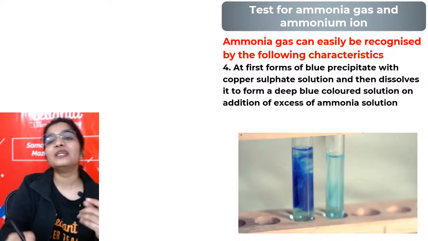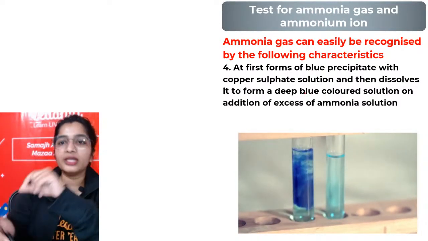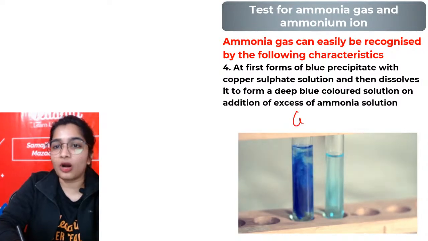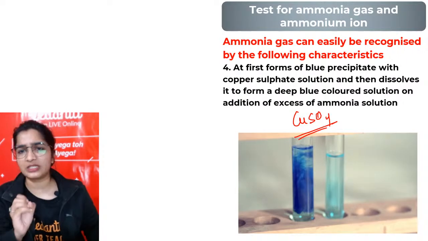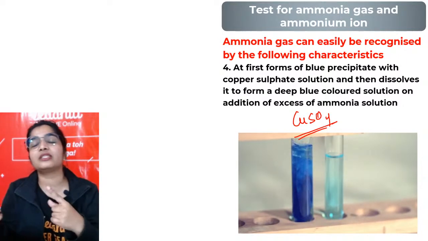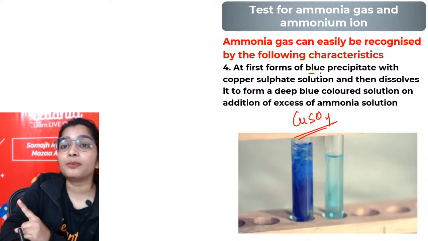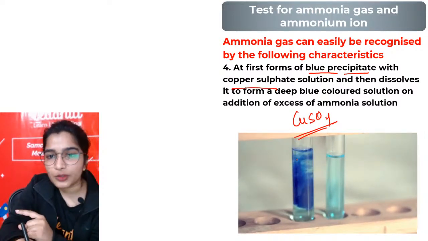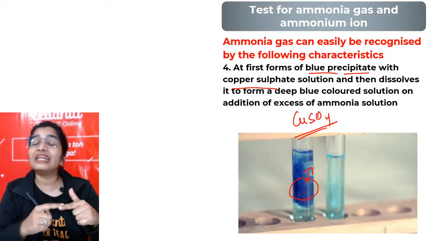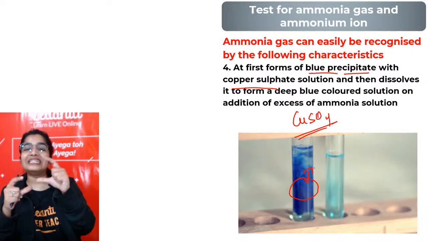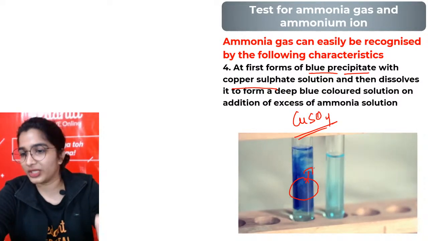So when you take ammonia and dissolve it in copper sulfate, at first it forms a bluish precipitate, and then on excess addition of ammonia solution, it just dissolves. So at first the blue precipitate with copper sulfate solution, can you see here the precipitate? It looks so beautiful, and then it just dissolves to form a deep blue colored solution on excess addition of ammonia solution.